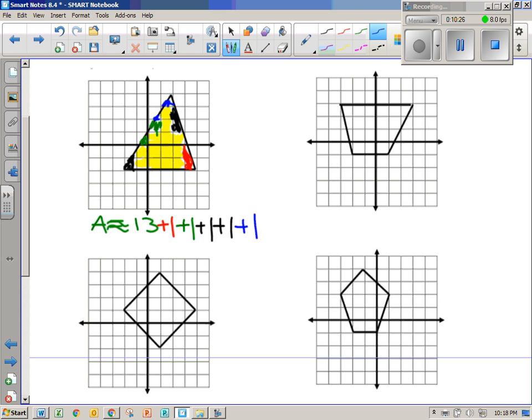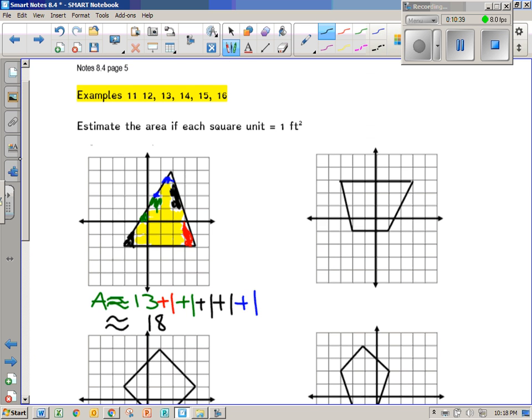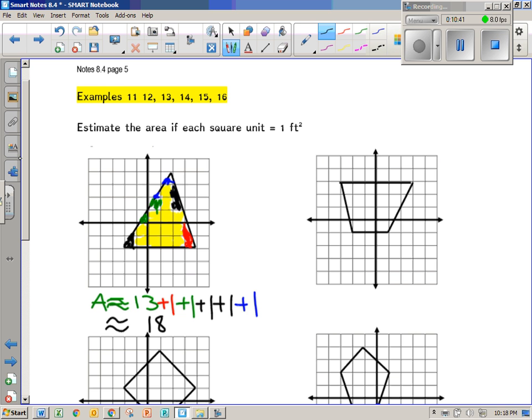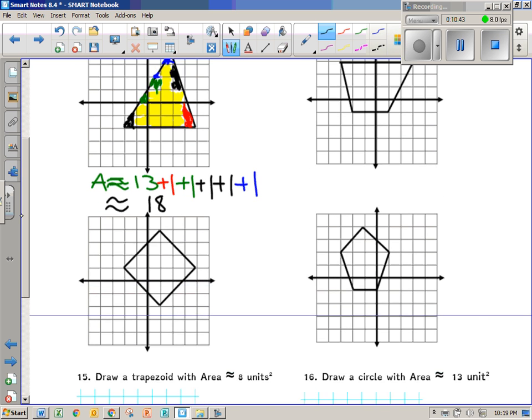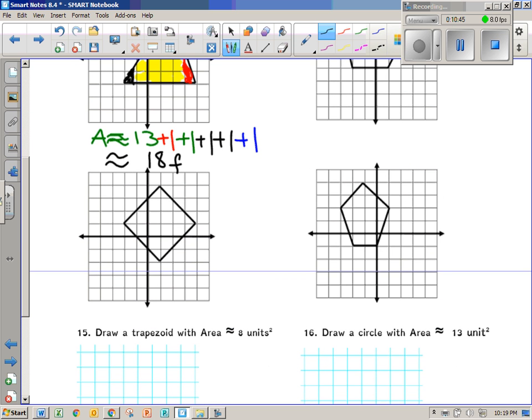So I've got approximately 13, 14, 15, 16, 17, 18. So I would say my area is approximately 18. And up here it says, estimate the area if each square is 1 square foot. So all of our answers here will be square feet. So 18 square feet.